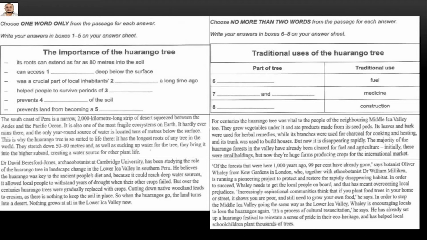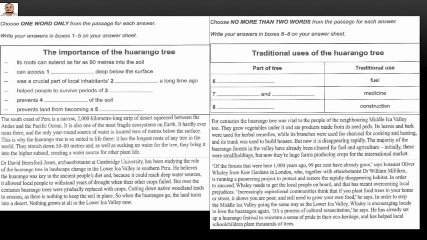Why? Because he's saying cutting down native woodland leads to erosion. This is what I chose for number 4. There is nothing to keep the soil in place. So that means it prevents erosion of the soil. So when the Harango go, the land turns into a desert. Number 5 prevents land from becoming a desert. Okay. So number 1 will be water, 2 diet, 3 drought, 4 erosion, 5 desert.